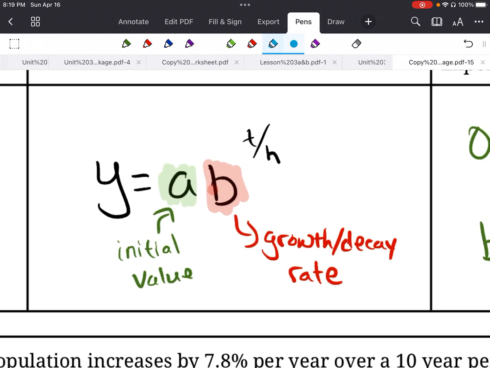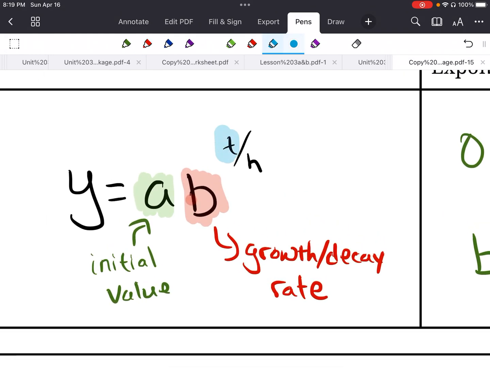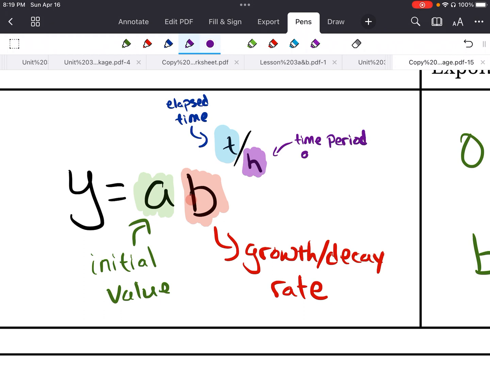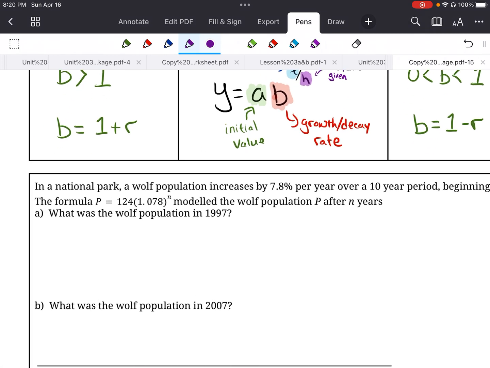And then in our fraction, in our rational here, we have a T, which is the elapsed time. And finally the H, which is going to be the time frame given. Let's put time period given in problem. So if it says something doubles every 6 months, the H will be 6. And everything would be done in months.